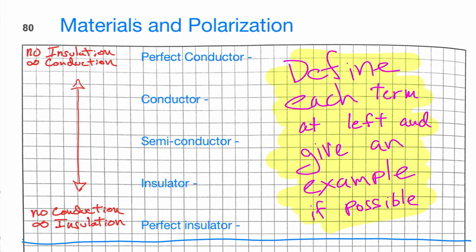So perfect conductors up at the top would have no insulation and they would have infinite conduction. And a perfect insulator down here would have no conduction. It will not allow electrons to flow at all. And it would have infinite insulative properties.